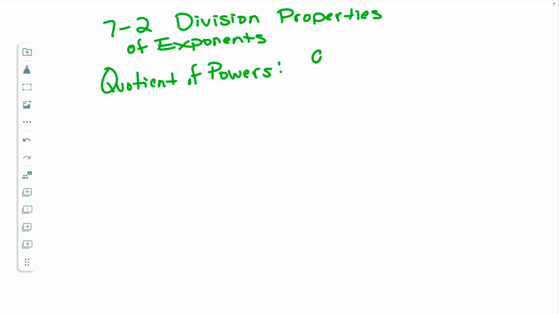If you have an expression, a to the m over a to the n, you subtract the exponents. A to the m minus n. Okay.